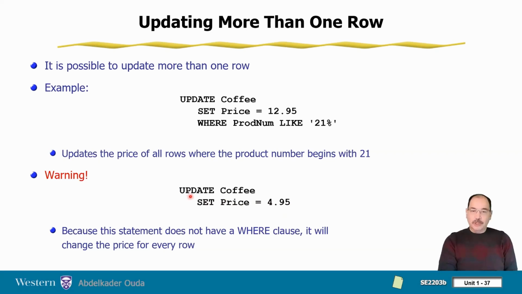So sometimes we need to do so with some intention. Sometimes we did this by mistake. And if you did that, that's going to change all the data, and then you may have some corrupted data. So keep this in mind, that if we don't have that where clause, we may affect the whole table.